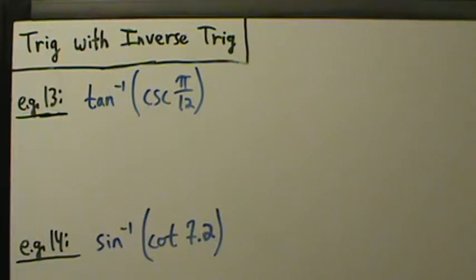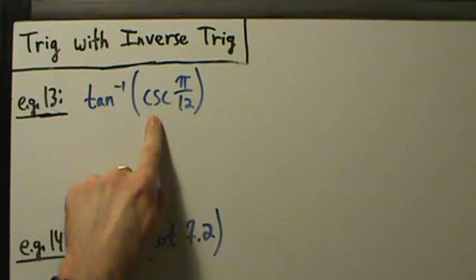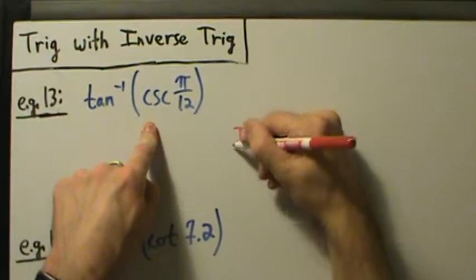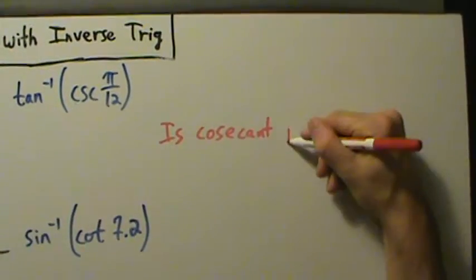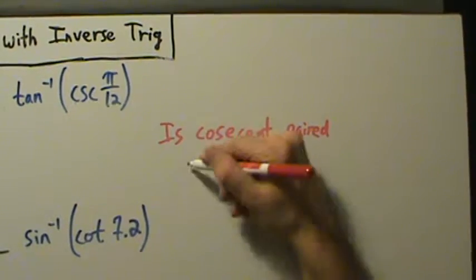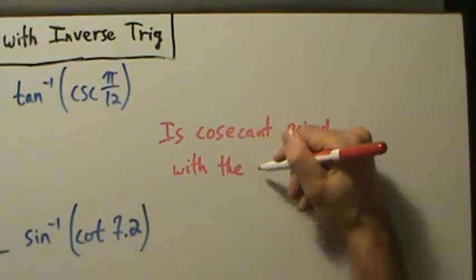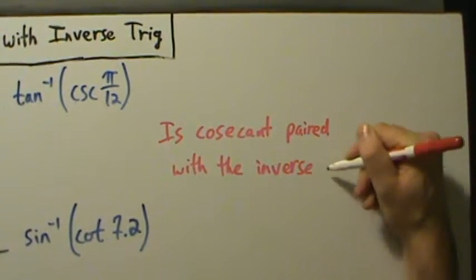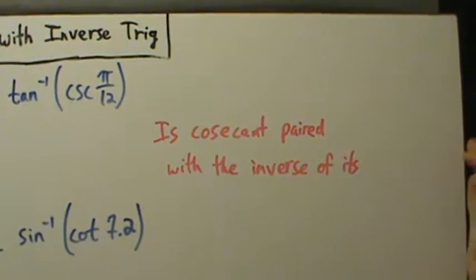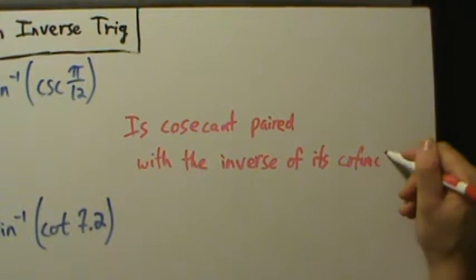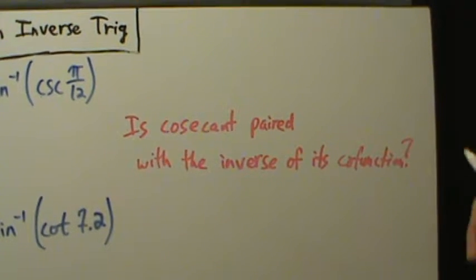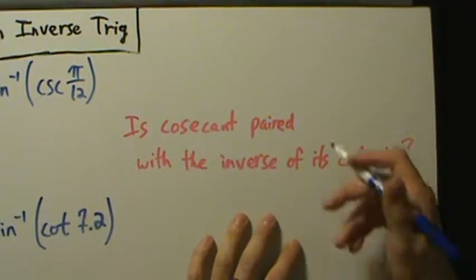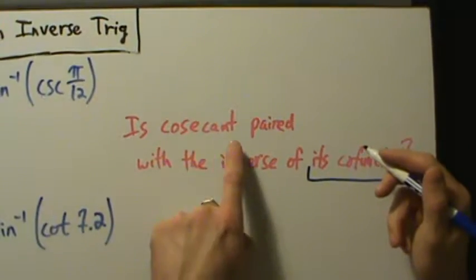So let's write down what that is. Here's the function, here's the inverse function. Is cosecant paired with the inverse of its cofunction? What is its cofunction?